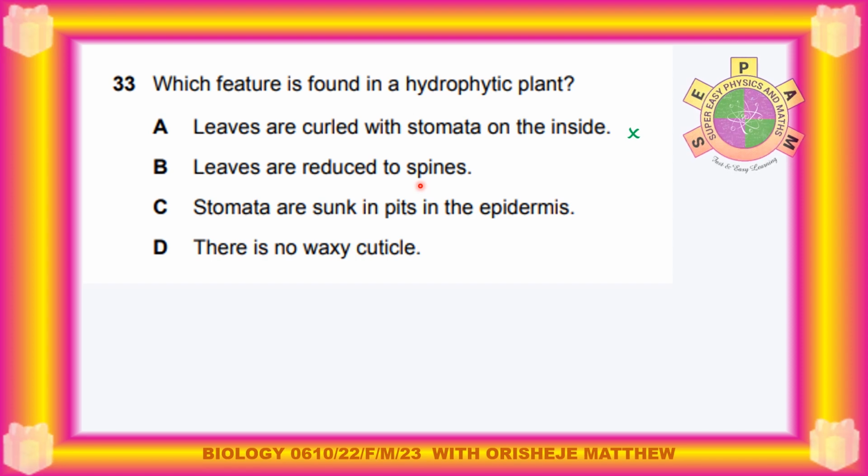Leaves are reduced to spine. No, this one is for desert plants. The leaf in the form of spine is to reduce the rate of transpiration and water loss. Then stomata are sunk in pits in the epidermis. No, there is no such cortical. Correct, so that there will be easy transpiration.